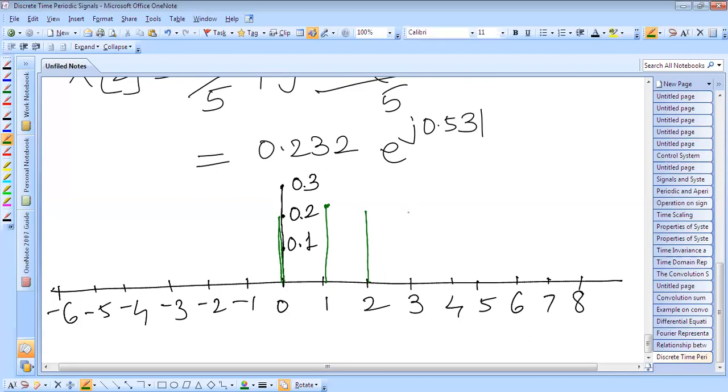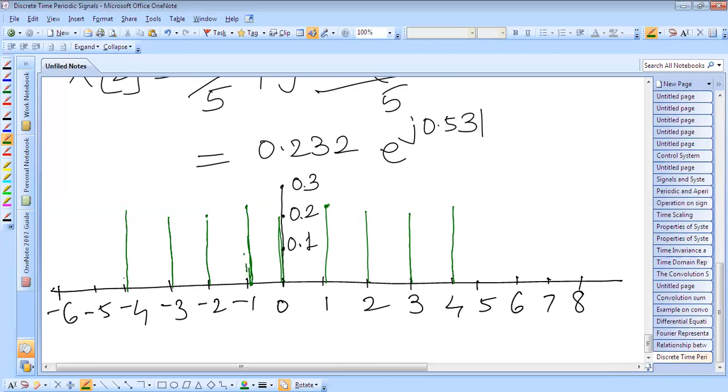So 3 is also coming somewhere else. And 4 it is again. So point minus 1 it is 0.276. So this and this is same. For x is equal to -2, it is 0.23. So this and this is again same. And similarly, we can put all the values.